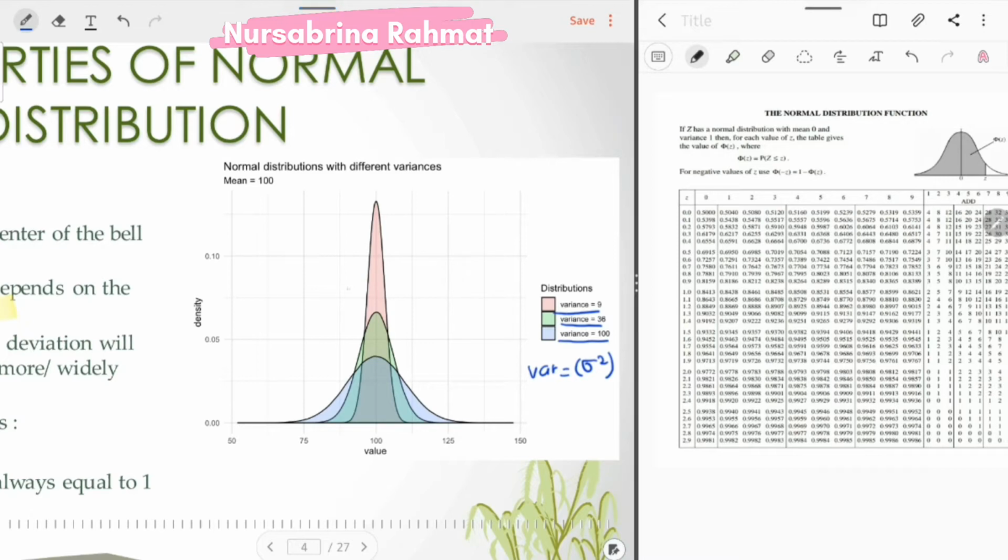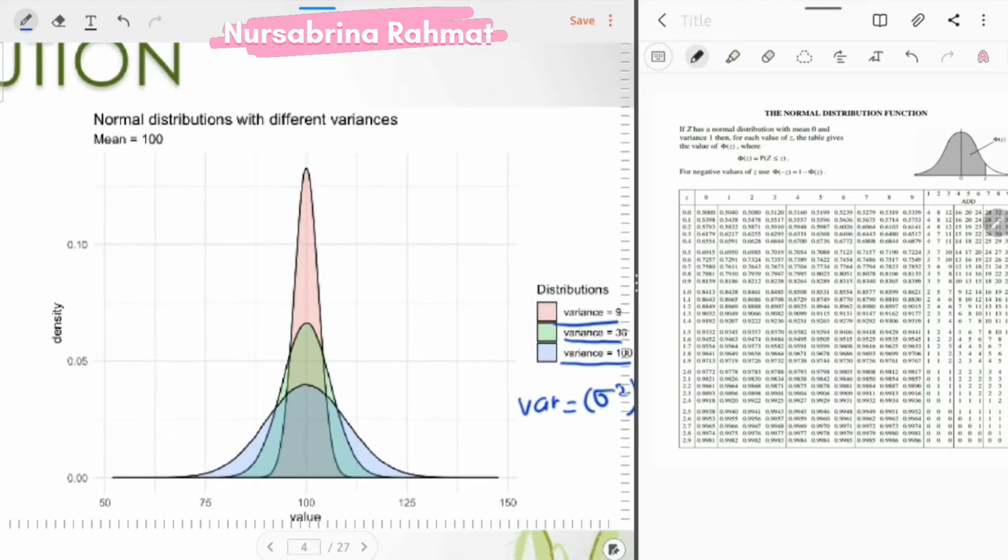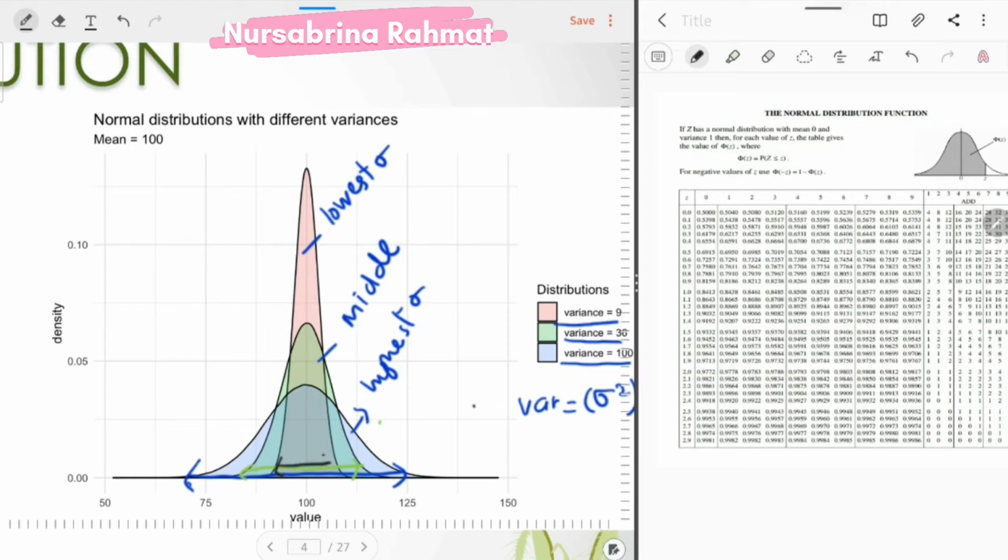The bell curve in pink has the lowest standard deviation, the green has the middle value, and this is the highest. So the blue curve has the highest standard deviation. As you can see, the width of the graph is bigger, wider for your blue graph compared to your green. Your green is the middle one, between this one and this one, and compared to the other one, your pink is between this one and this one.